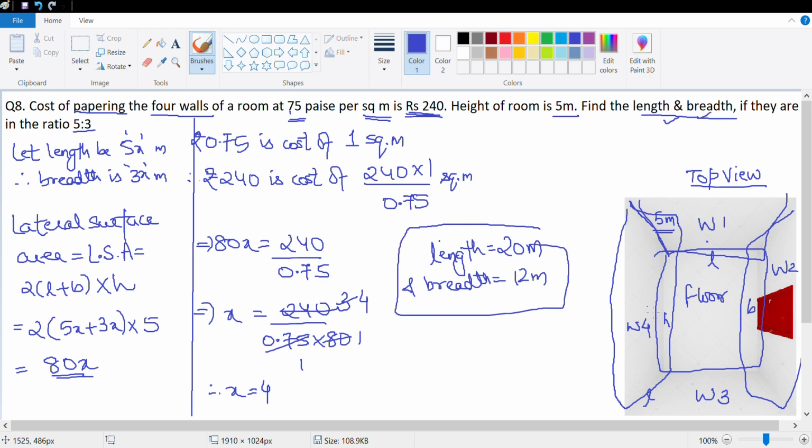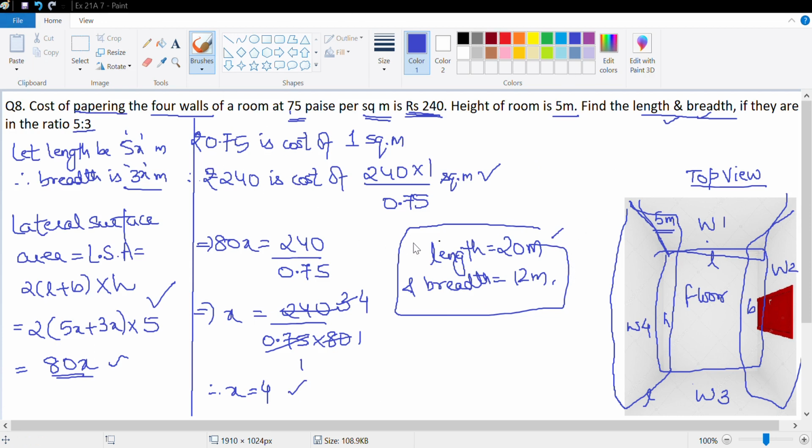Let's look at this question once again. We were given the cost. So from the cost, we figured out the area on which papering was done. There was a ratio given, the basis of which we calculated the lateral surface area. So the lateral surface area is equal to the area on which papering has been done. We equated that gave us the value of x. That's how we calculated length and breadth. Good, let's look at the next question.